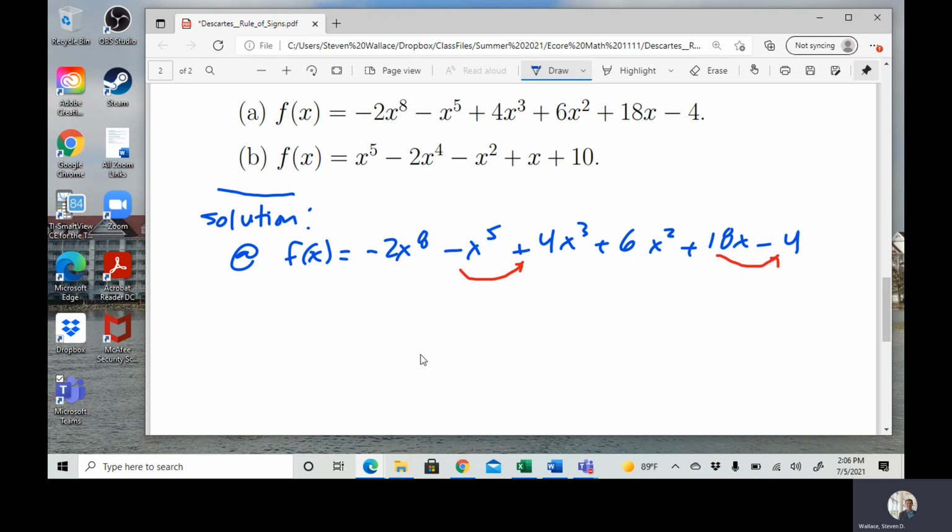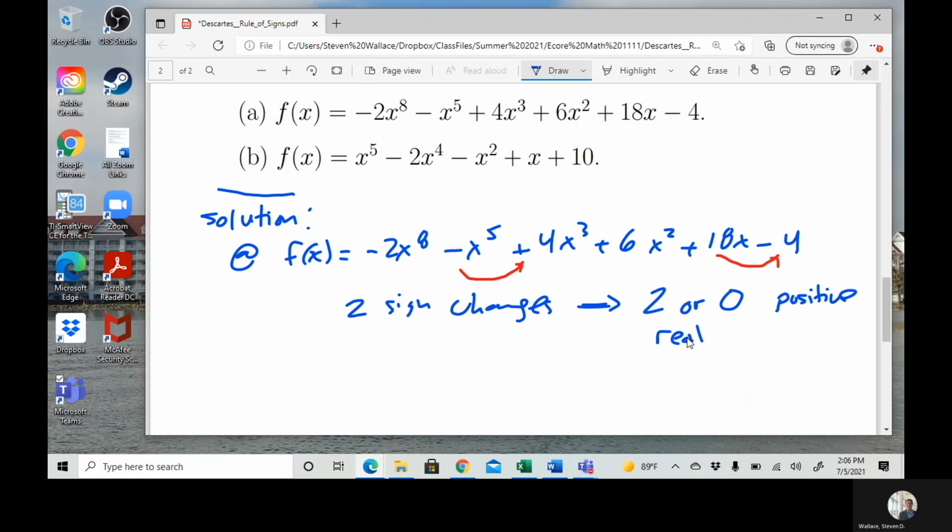So 2 sign changes means that there are 2 or 0 positive real roots or zeros possible. Okay, it doesn't tell you what they are, it just says how many you might have.